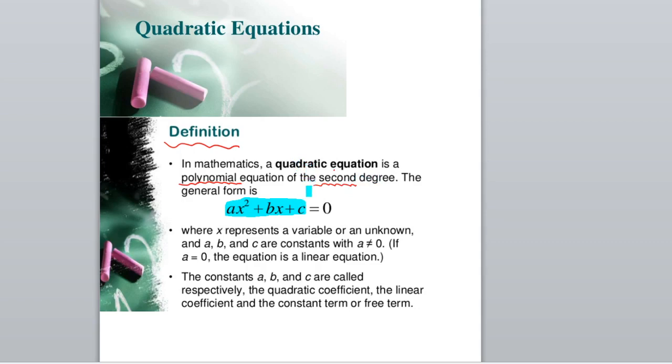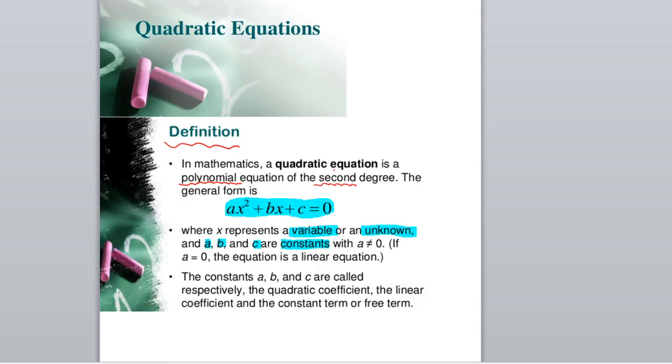Quadratic equation means that this polynomial of the second degree is equal to 0. Okay, so this alone is called the polynomial of the second degree. When it is equal to 0, it's called a quadratic equation, where x represents the variable or the unknown, and a, b, and c are called constants, meaning numbers. Of course, a should not be equal to 0, since if a equals 0, the equation is a linear equation.